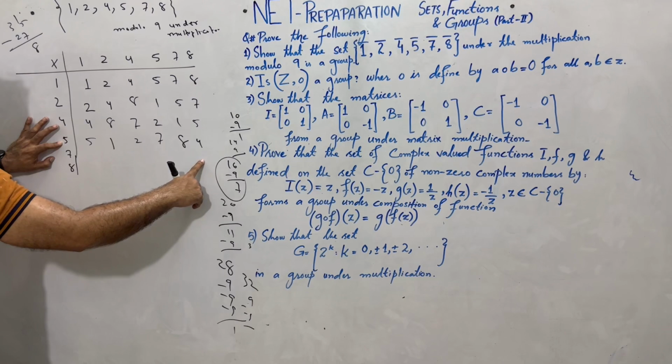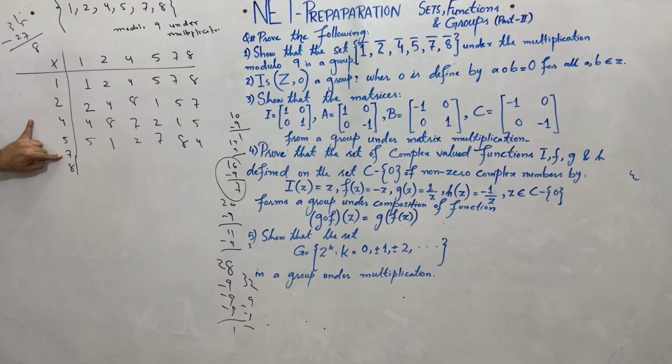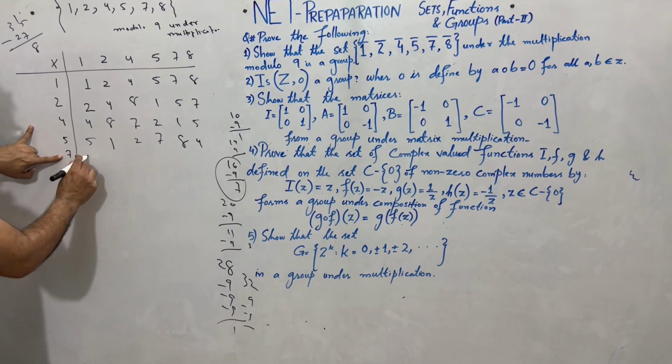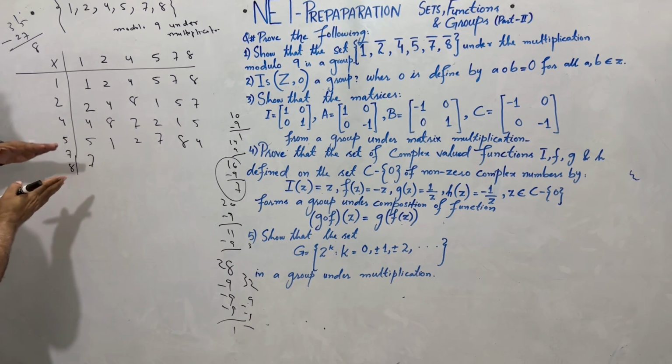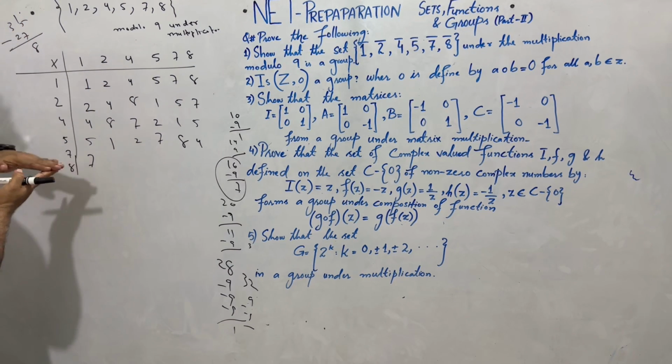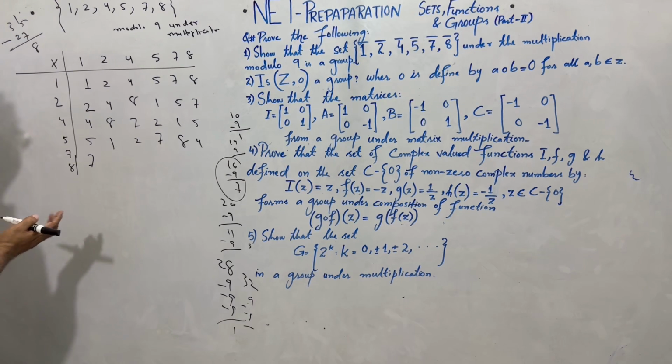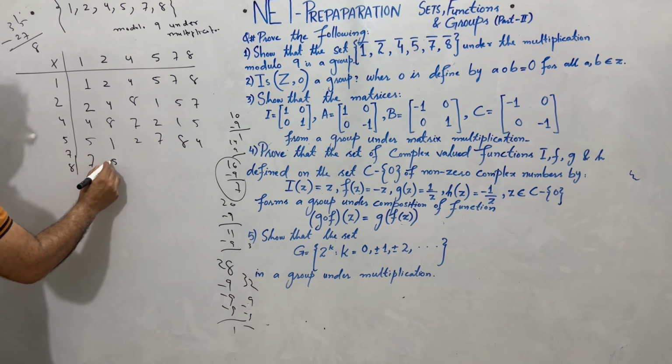No entry appears 2 times. That is the validity check. 1 times 7 is 7. 2 times 7 is 14. 14 is a quantity greater than 9. Subtract 9 from 14 and you will get 5.